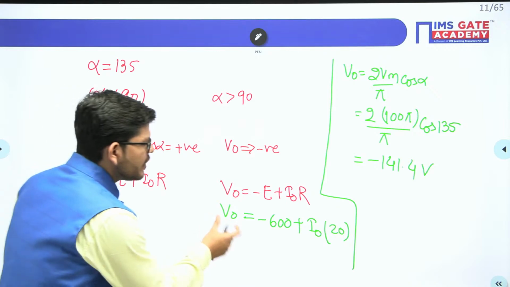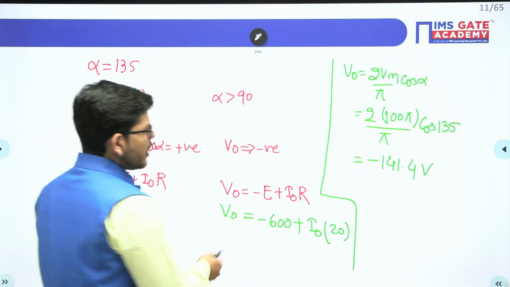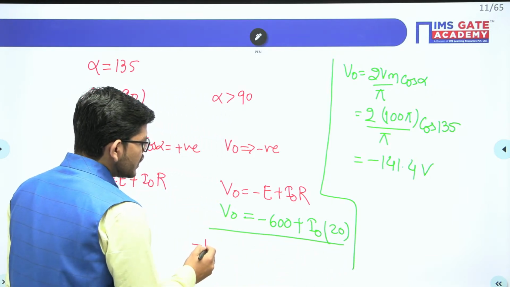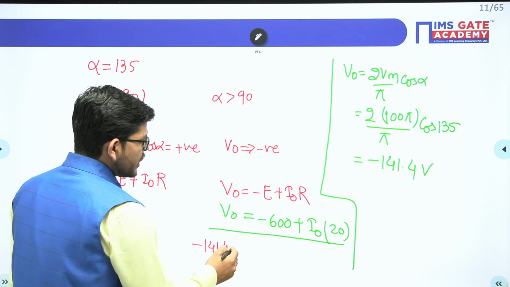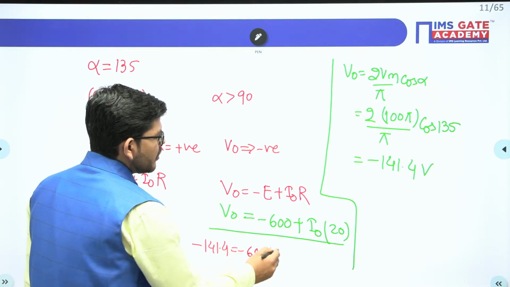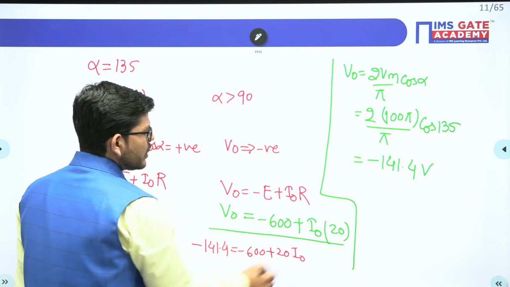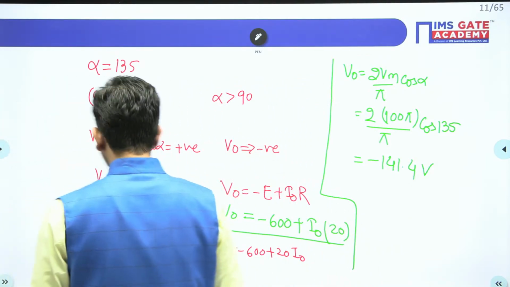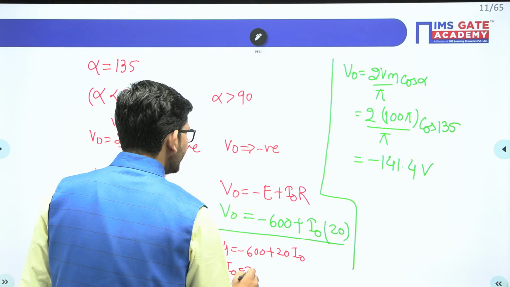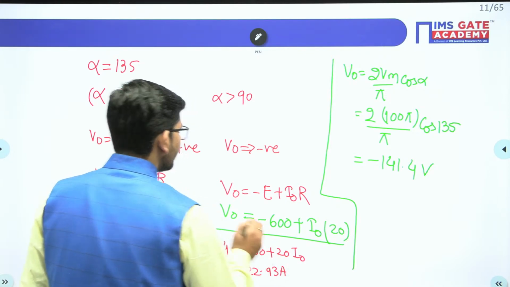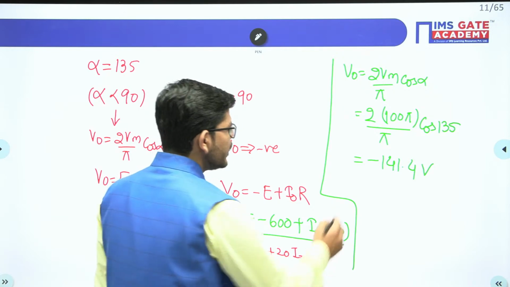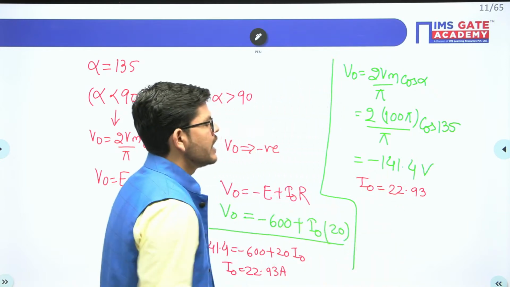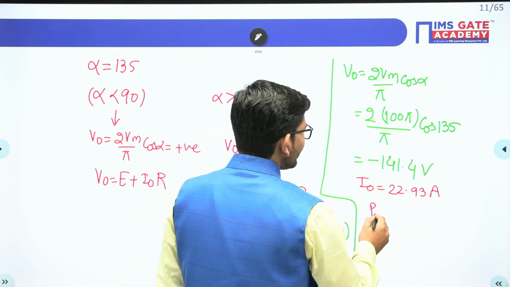Now again come to this equation. If you put the value of V naught, which is minus 141.4, it equals minus 600 plus 20 I naught. From here you can get the value of I naught. After solving this, you will get I naught as 22.93 amperes. So we have calculated I naught, which is 22.93 amperes.